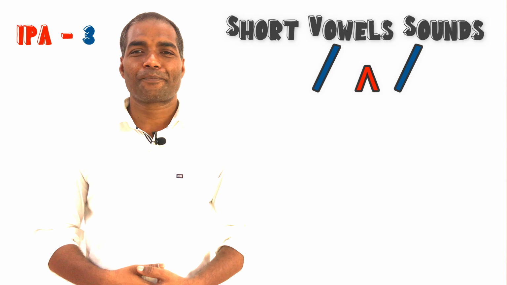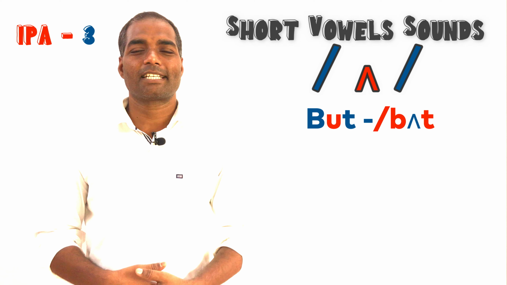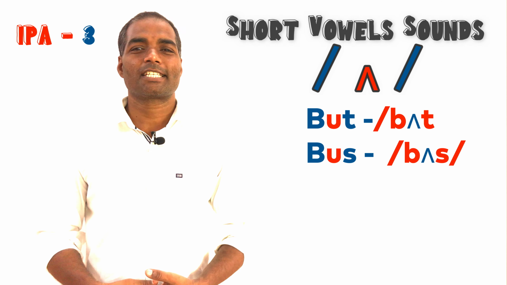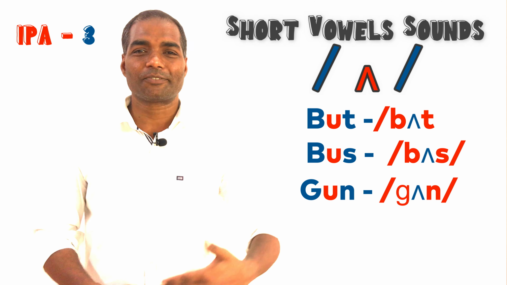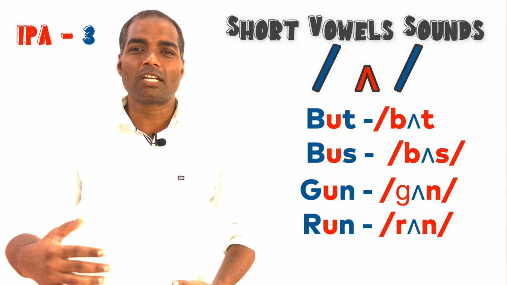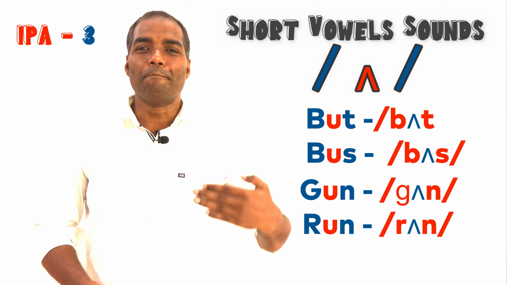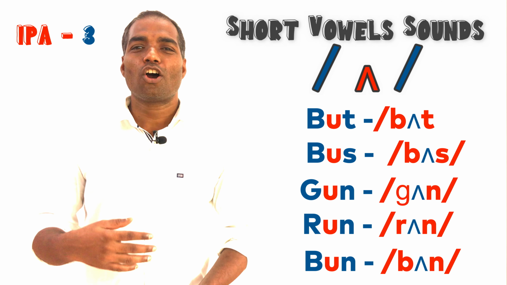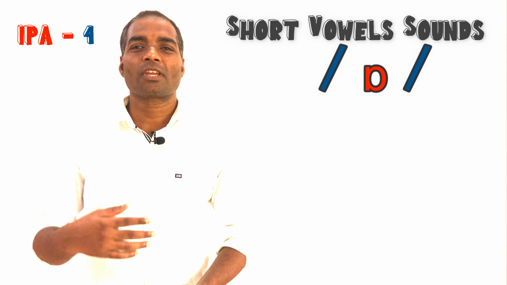Example words for the next short vowel: but, bus, gun, run, bun, up.